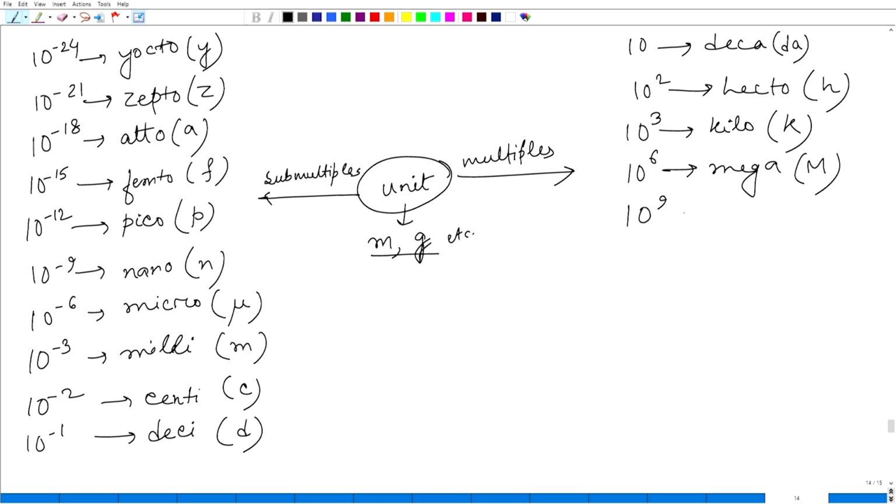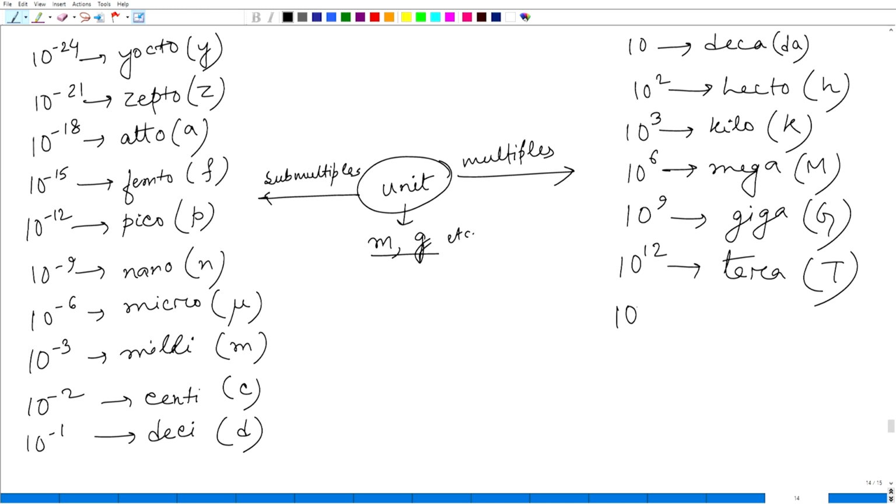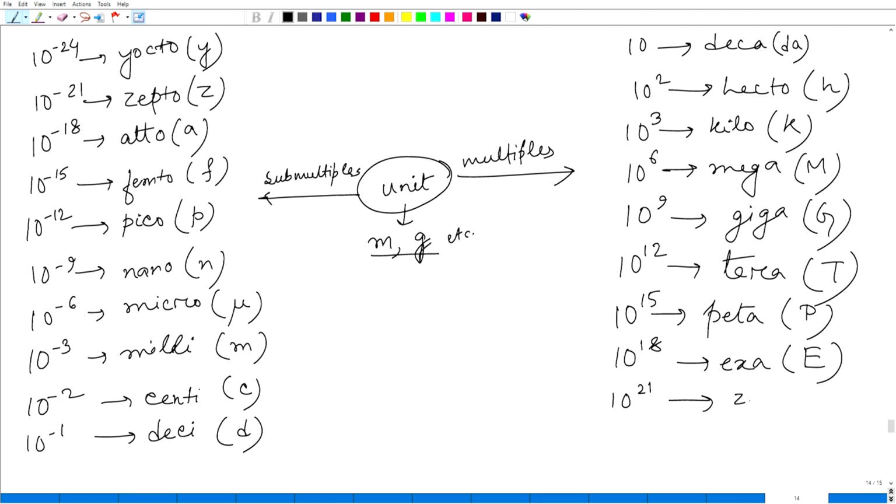10 to the power 9 is giga, written as capital G. 10 to the power 12 is tera, written as capital T. 10 to the power 15 is called peta, capital P. 10 to the power 18 is called exa, capital E. 10 to the power 21 is zeta, capital Z. 10 to the power 24 is called yotta, capital Y. So, these are the multiples and submultiples of different types of units. Okay.